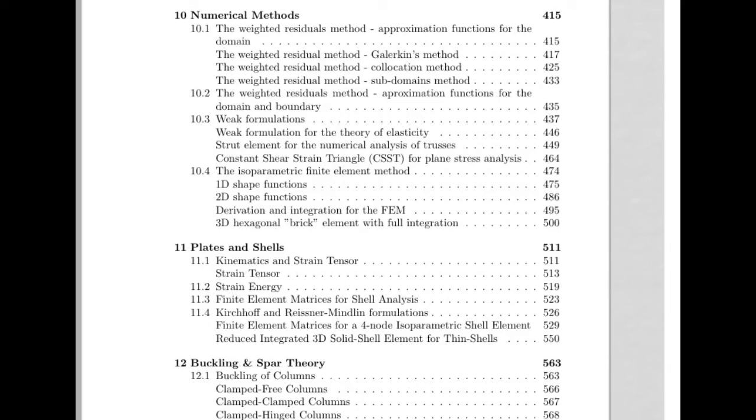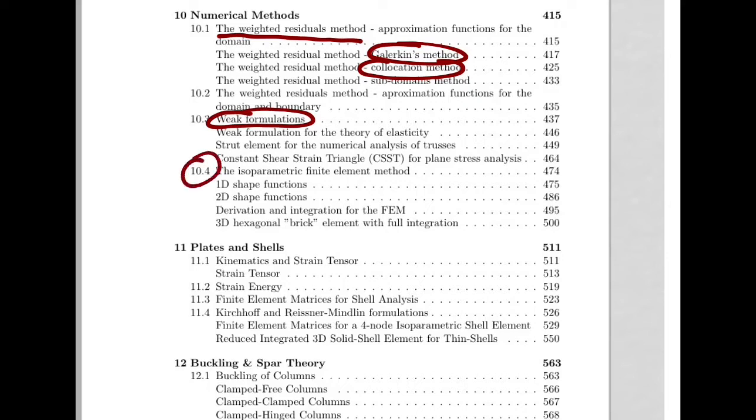Like I said, we will start with the weighted residuals method. We'll talk about Galerkin's method, collocation method, and then we will move to weak formulations, which is very important to derive the finite element matrices for elasticity. And then in section 10.4, we will derive some important formulations for specific elements, for 1D elements, 2D and 3D elements. In chapter 11, we'll focus more on plate and shell elements.